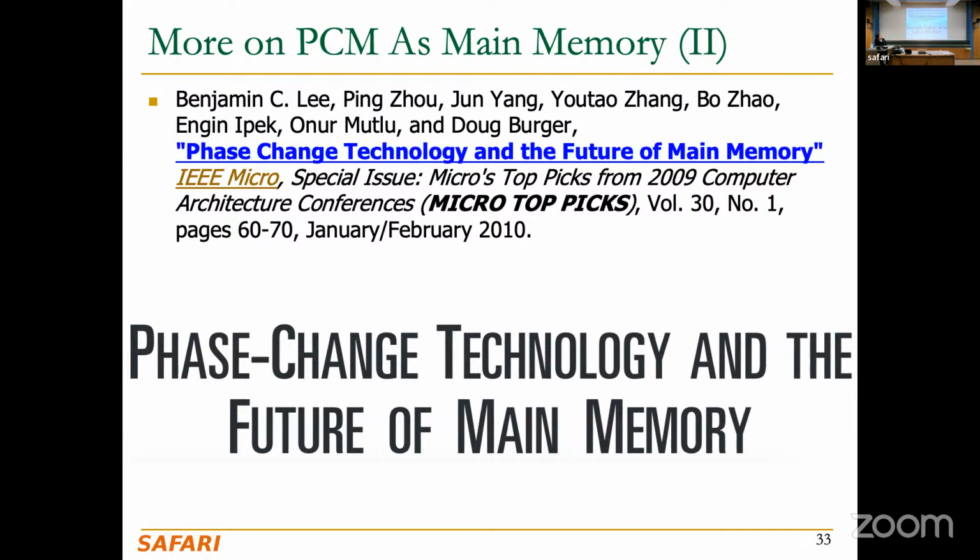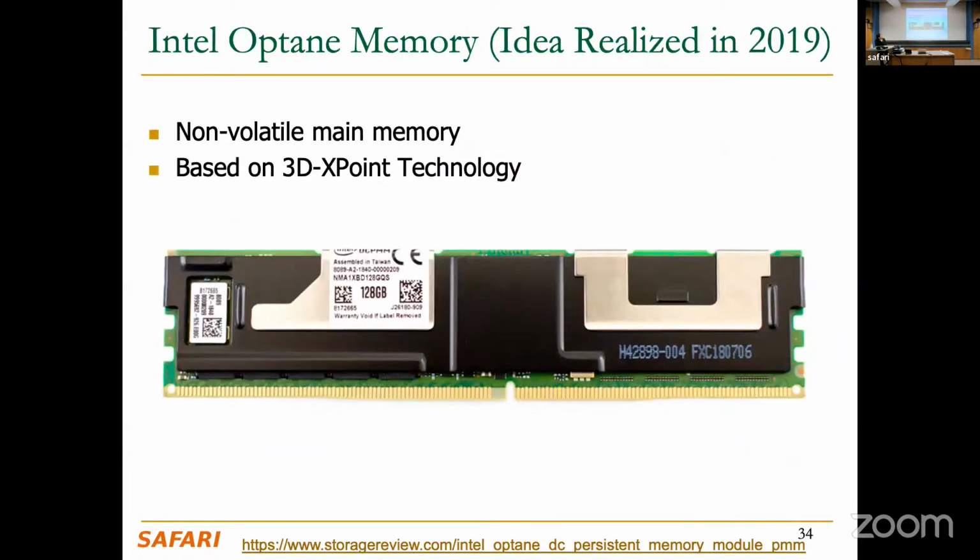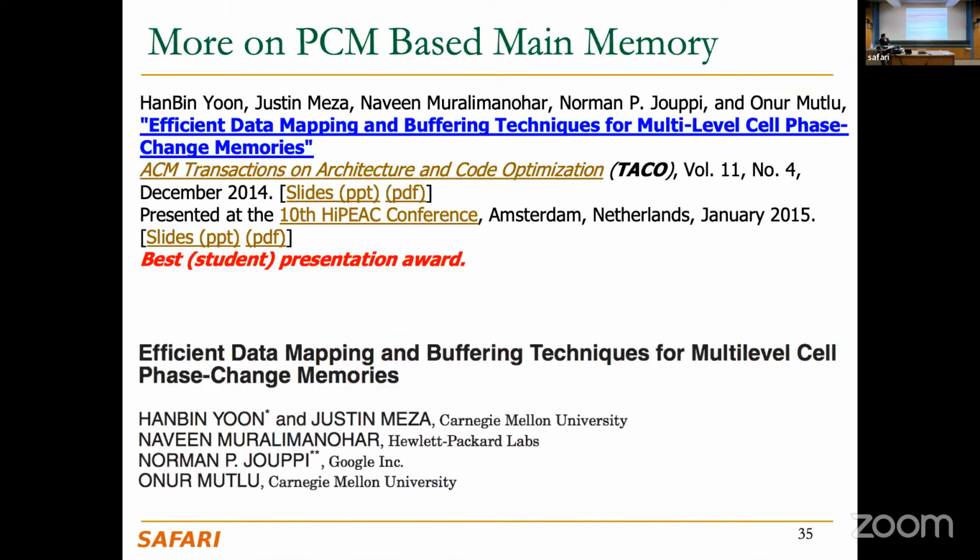Here's another paper about phase change memory as a future memory. I think there's some repeat. Sorry for this mistake. It's the same as the previous one.